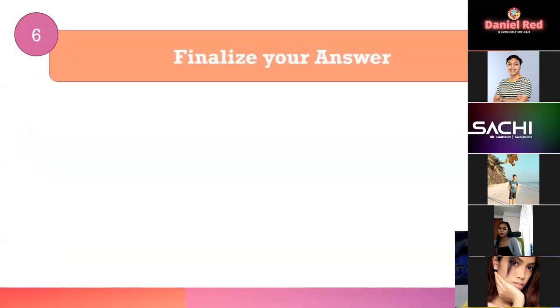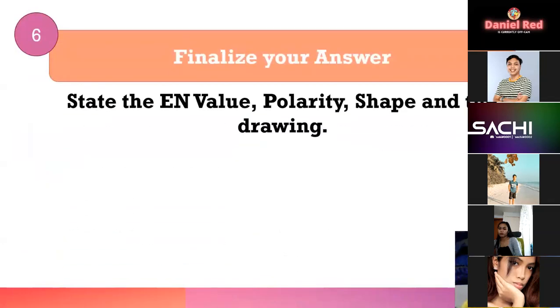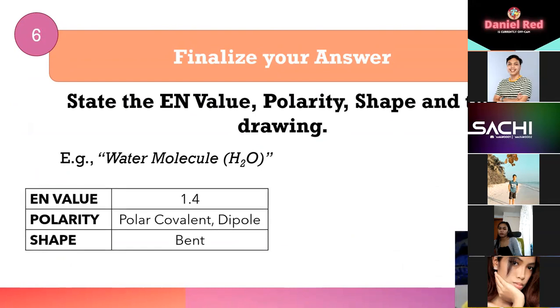Step number 6 is to finalize your answer. State the EN value, the polarity, the shape, and the drawing of the molecule. So example again, we have the water molecule H2O, and then of course, the table indicating the EN value, the polarity, and the shape of that molecule. For the EN value of the water molecule, that is equivalent to 1.4. While for the polarity, that is polar covalent and at the same time a dipole. And the shape of this molecule is a bent shape.